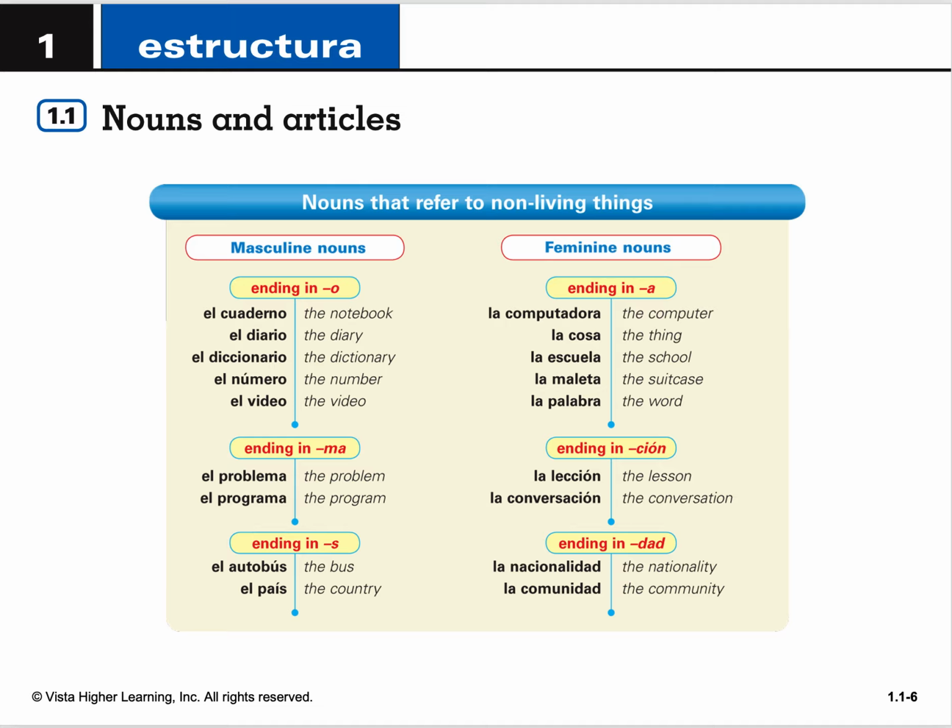The same thing if it ends in M-A, that would seem like it should be feminine because it ends in an A, but it's actually masculine. And then we have some that end in S that are masculine as well. So these endings are not comprehensive. That's why I say it's important to put the article and the word on your flashcard, because just like in English we have exceptions, there are exceptions in Spanish where these endings may not be relevant, but you still have to know what article to use.